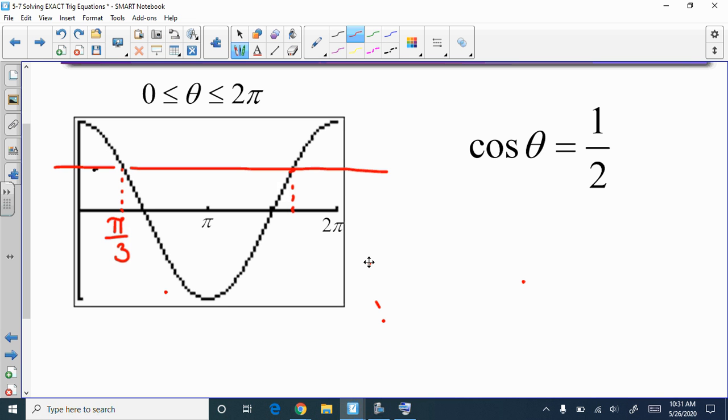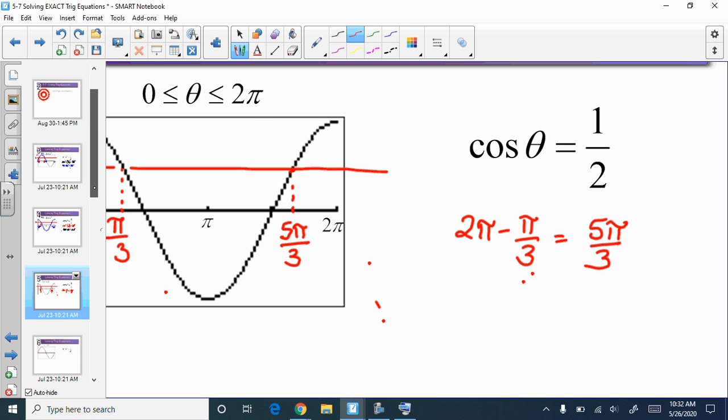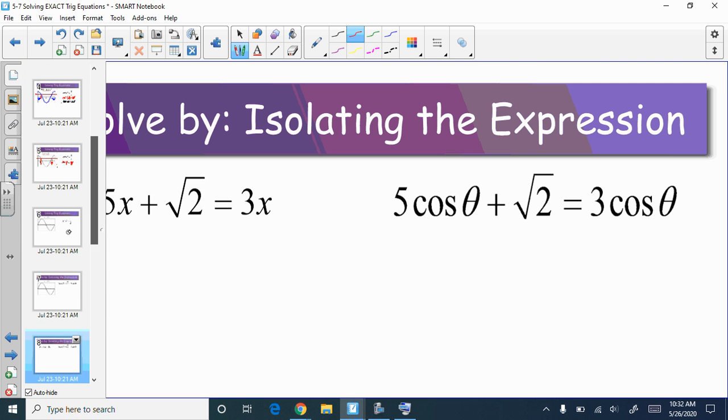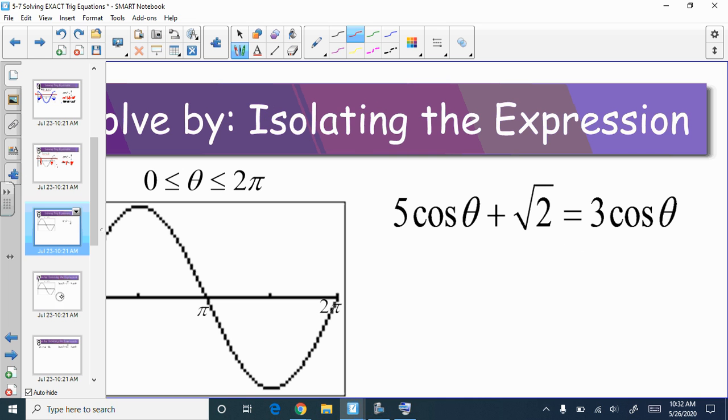And instead of taking 360 degrees minus the 60 degrees, I'd be taking 2 pi. So 2 pi minus pi over 3 would give us the 5 pi over 3. I want you to see that there is symmetry going on here and how we are finding these solutions.